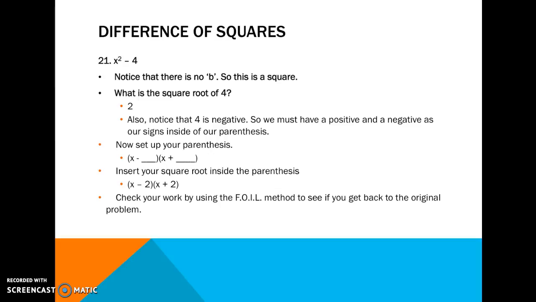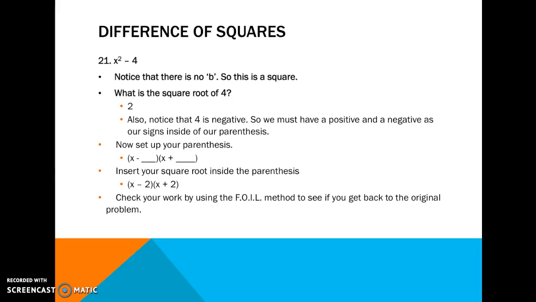Now, number 21. We have the difference of squares: x squared minus 4. Notice that there is no b, so this is a square. What is the square root of 4? 2. Also notice that 4 is negative, so we must have a positive and a negative as our signs inside of our parentheses. Now set up our two parentheses.